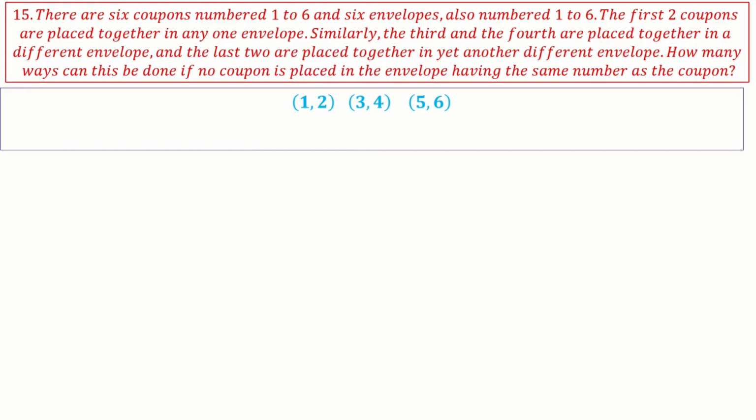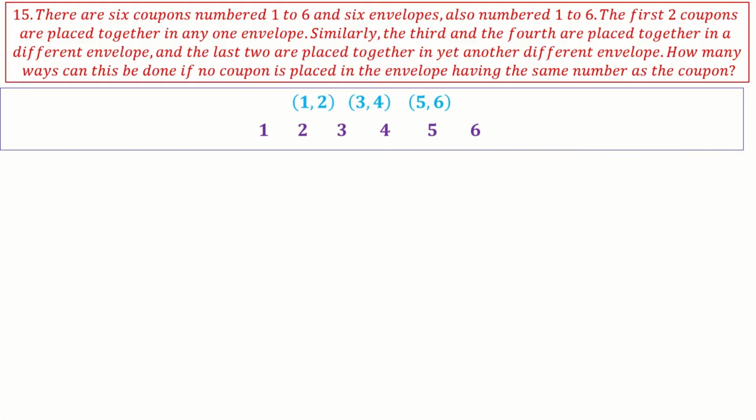Now I also have 6 envelopes 1, 2, 3, 4, 5, 6. Now 1 comma 2 cannot be placed in envelopes 1 and 2. 3 comma 4 cannot be placed in envelopes 3 and 4. 5 comma 6 cannot be placed in envelopes 5 and 6. And one more thing is that 1 comma 2 are placed together in one envelope, not individually in different ones. So this is a simple permutations and combinations problem, right? Very easy. We should just take the permutations properly.